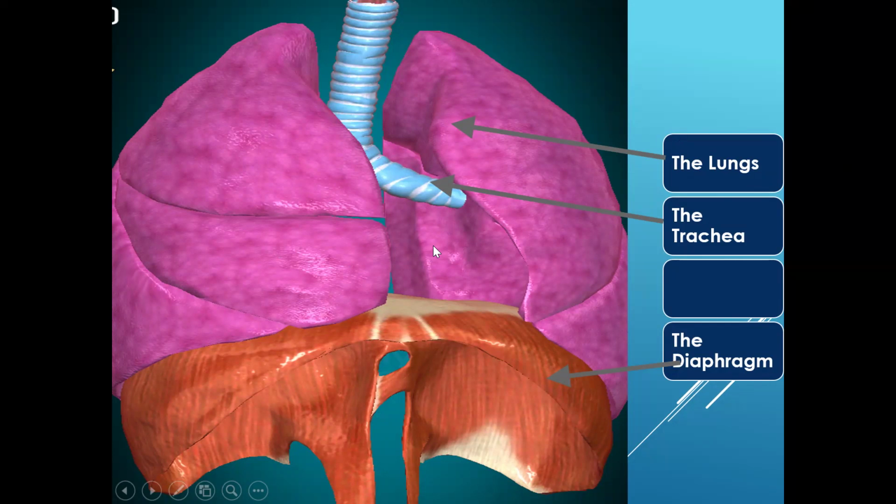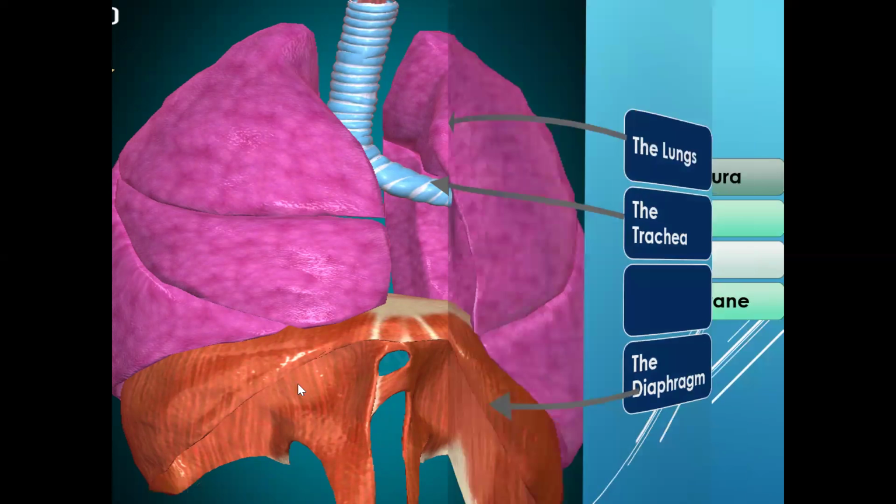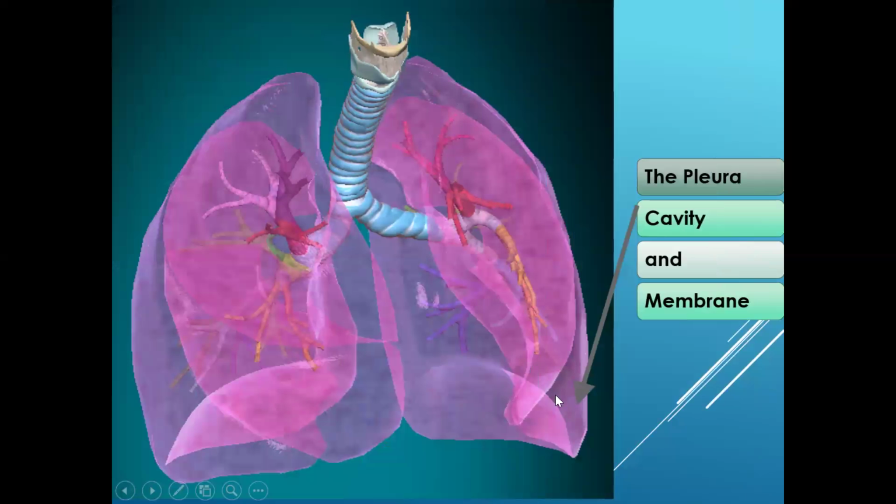This is the lungs. This is the trachea, and this is the diaphragm, the muscle that's responsible for respiration. Now, another important structure is the pleural cavity and the pleural membrane. It is a sac that contains the lungs.